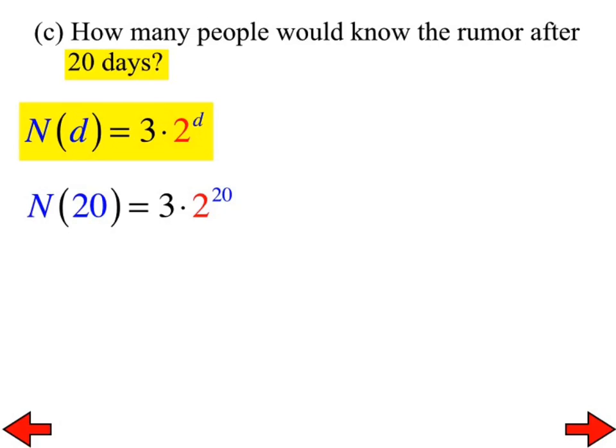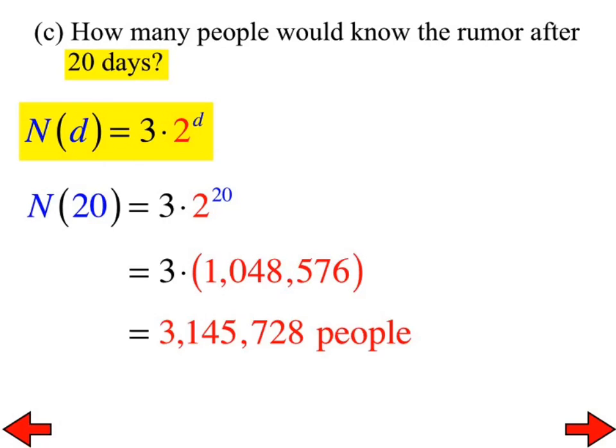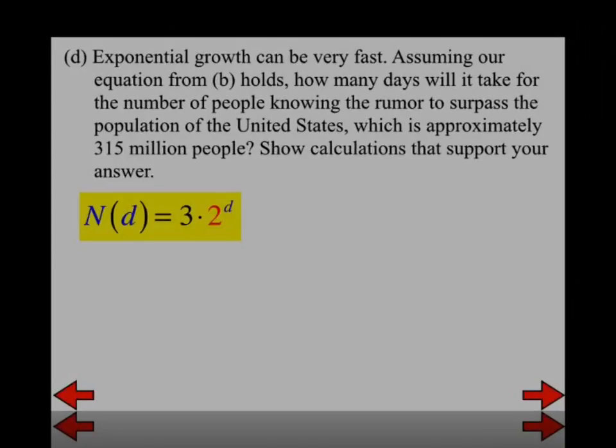3,145,728 people. Now remember, initially 3 people knew the rumor. Each day, the number of people who know the rumor doubles. After 20 days, 3,145,728 people know that rumor. When things spread exponentially, it doesn't take long for it to get really, really big. Okay? All right, let's go to part D.